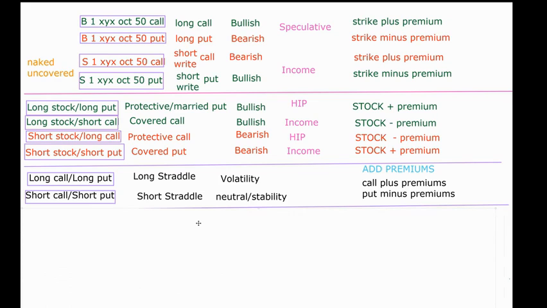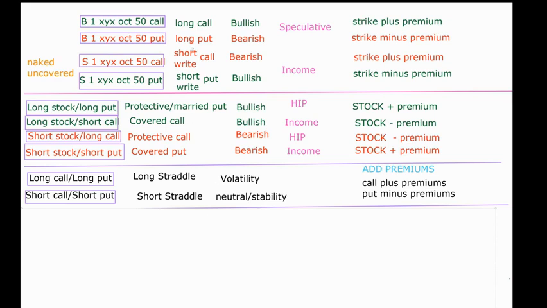Because there's the long. So if they say the word buy, own, hold, long, and you see two of them, it's a long straddle. And what do you do it for? You do it for volatility. See, there's no color here because it's not really bullish or bearish. You're looking for volatility as two break-even points. I could probably even write that in there.